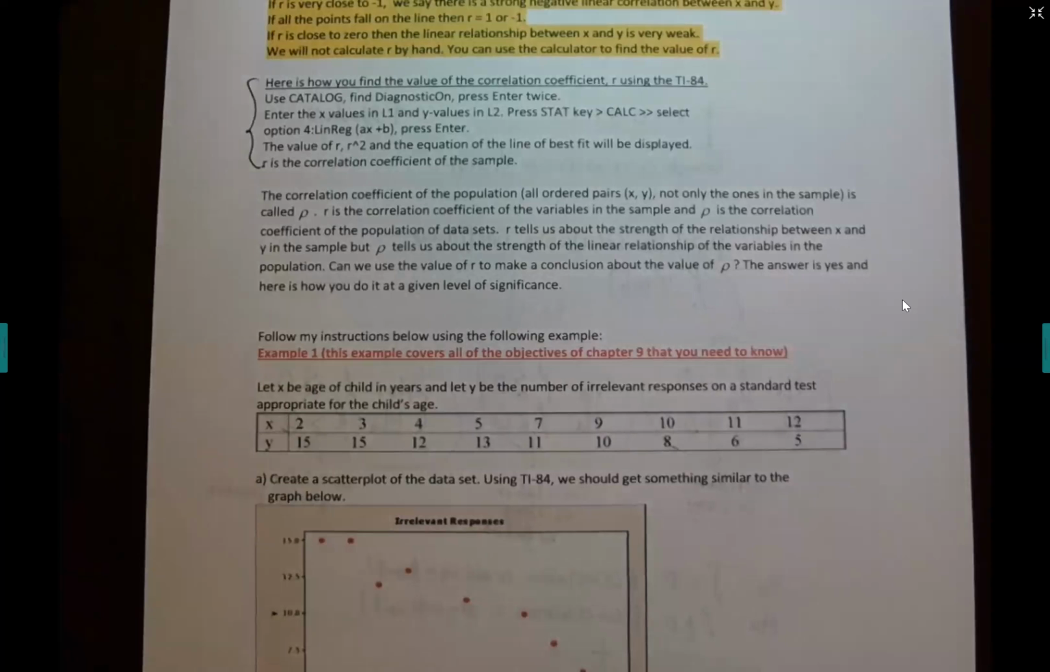Any ideas? This is the equation. We have the equation already. Would you plug it in? Yes or no? Where X is.